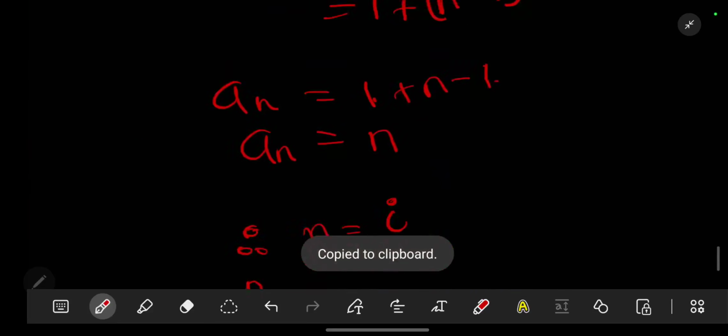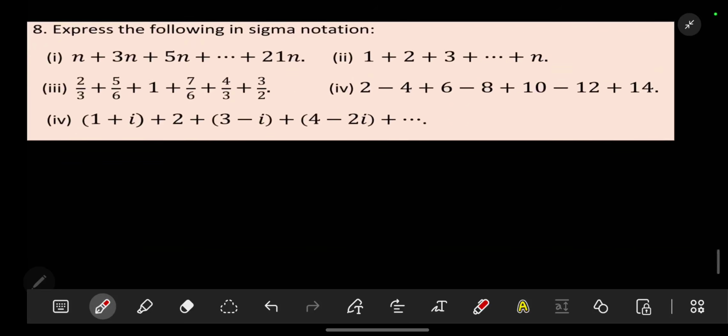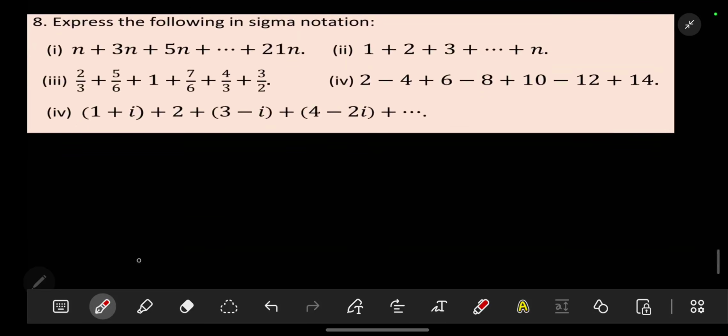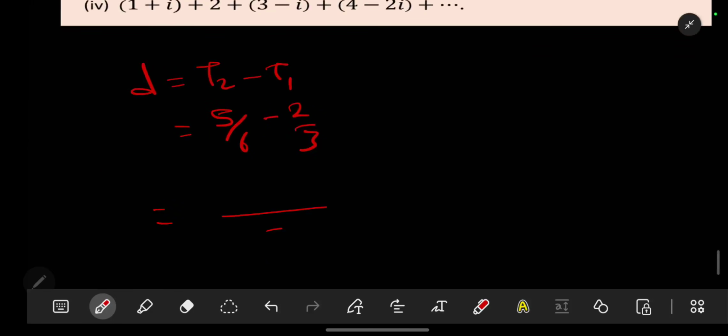Now for this one, you need to be careful. Let's try to subtract to see if it is an AP. The difference should be the same between this and this. So if you do that, you will have term number 2 minus term number 1, which will be 5 over 6 minus 2 over 3. Here 6 is common. 6 divided by 6 is 1 times 5, it will be 5, minus 6 divided by 3 is 2 times 2.